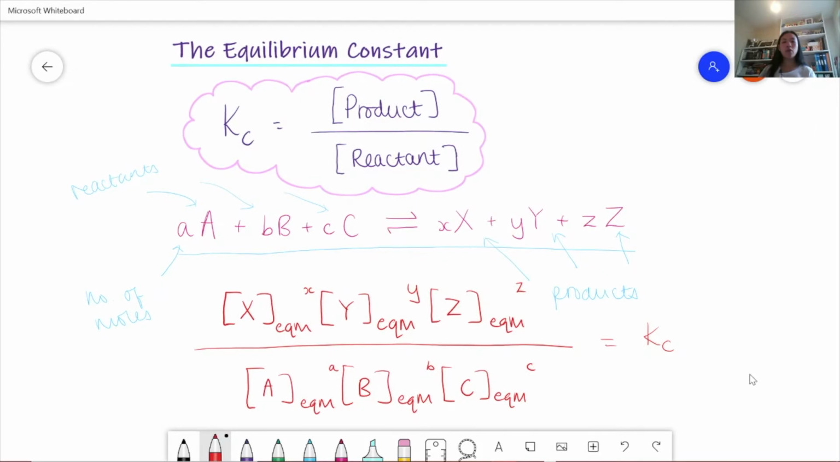And a really important point about the equilibrium constant Kc is that it's only affected by temperature. So changing the pressure or adding a catalyst or changing the concentrations won't have any effect on the Kc.